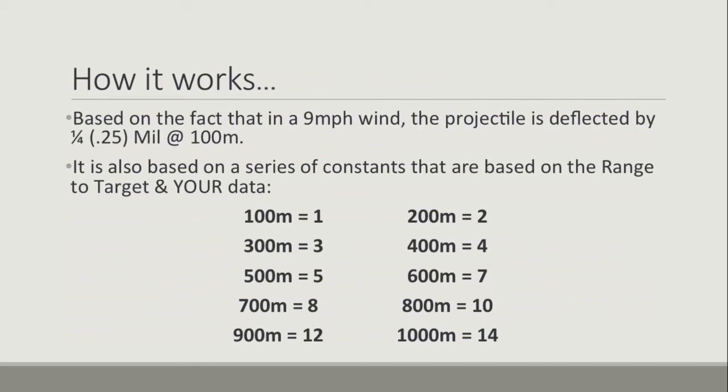So yeah, it's the rule of nines. It's also based on those constants, which in turn are based on the range to target and of course your data. It's pretty simple. 100 meters gives you a constant of 1, 200 meters gives you a constant of 2, 300 meters gives you a constant of 3, and so on until you hit 600 meters, at which point things start to change. At 600 meters, the constant changes to 7. At 700 meters, it's 8. At 800 meters, we're looking at 10. At 900 meters, we're looking at 12. And at 1,000 meters, we're looking at 14.